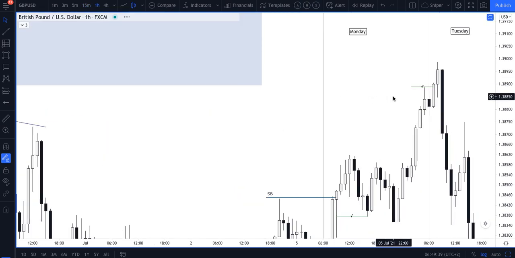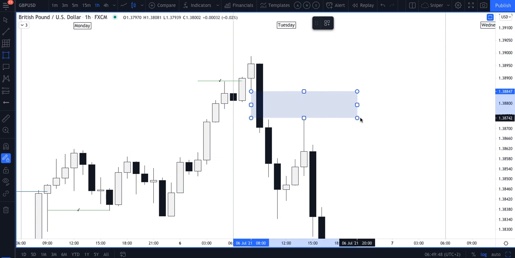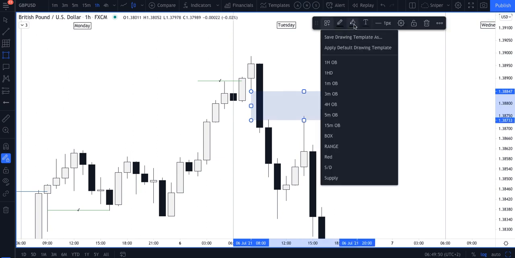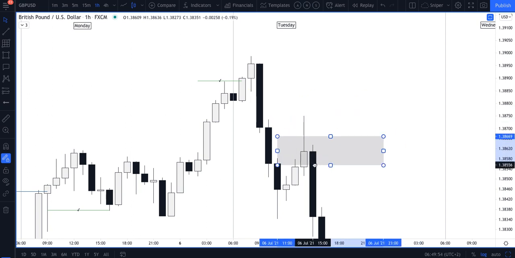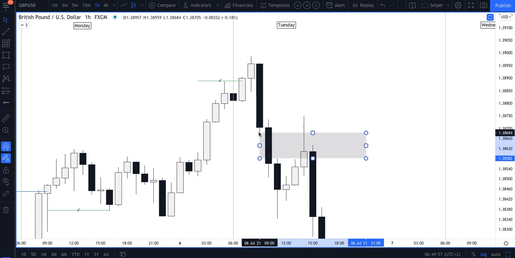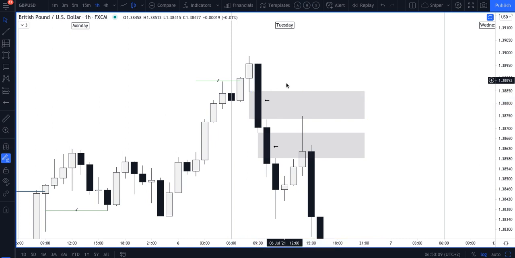Also, just on the 1-hour, I want to point out that with this big move down, we left behind imbalance in that area, as well as this area. Imbalance is just the space in between the wicks. So we have this one and this one. Those are our two areas of imbalance.